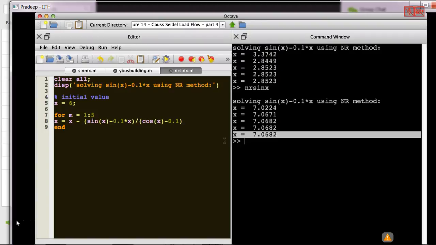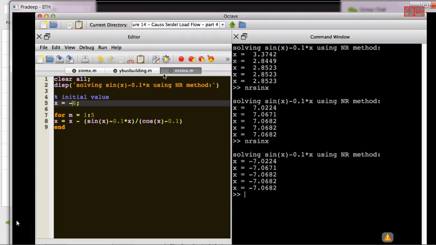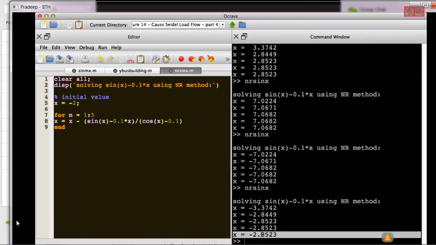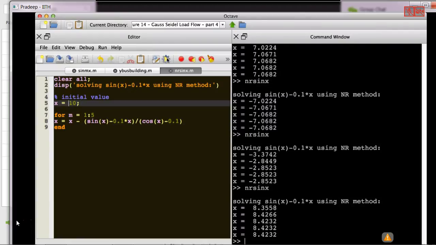So what are the other solutions? So what happens if I give minus 6? So now I am searching in the negative x-axis direction, that intersection point. So I am getting minus 7.06. What happens if I substitute minus 2? So again if I run it, so on the right you can see minus 2.85. And finally what happens if I select 10 as my initial guess? If 10 is my initial guess, then I am getting 8.4232. So again remember there was one solution here, 10.